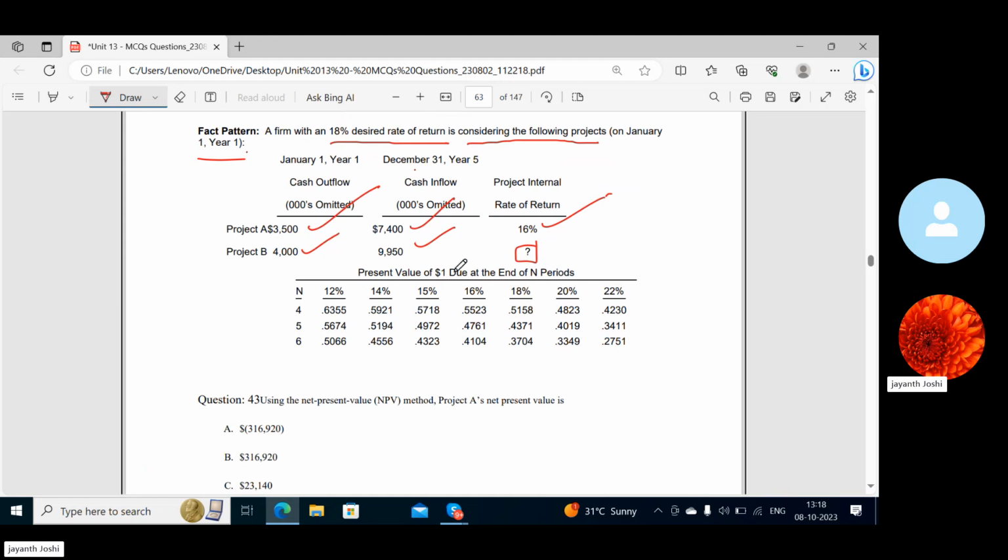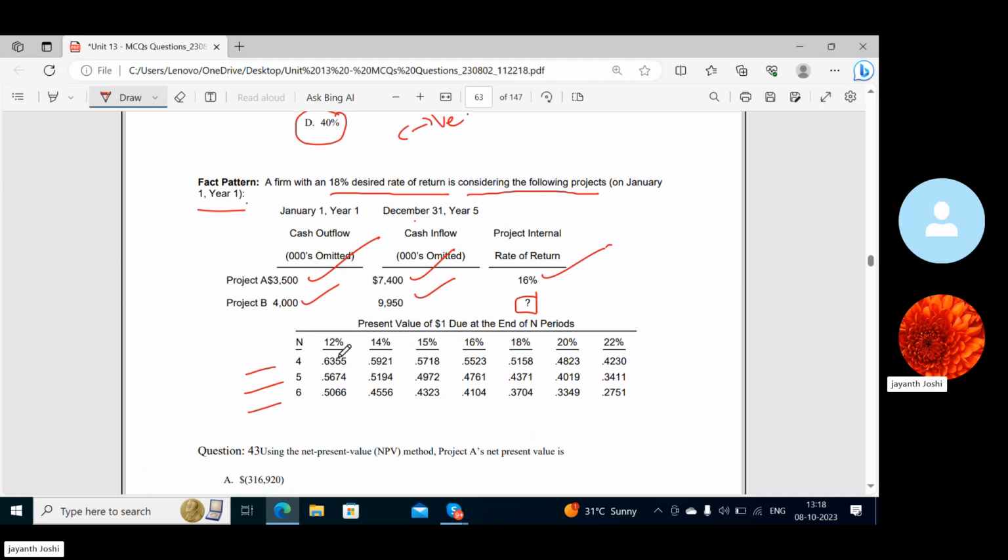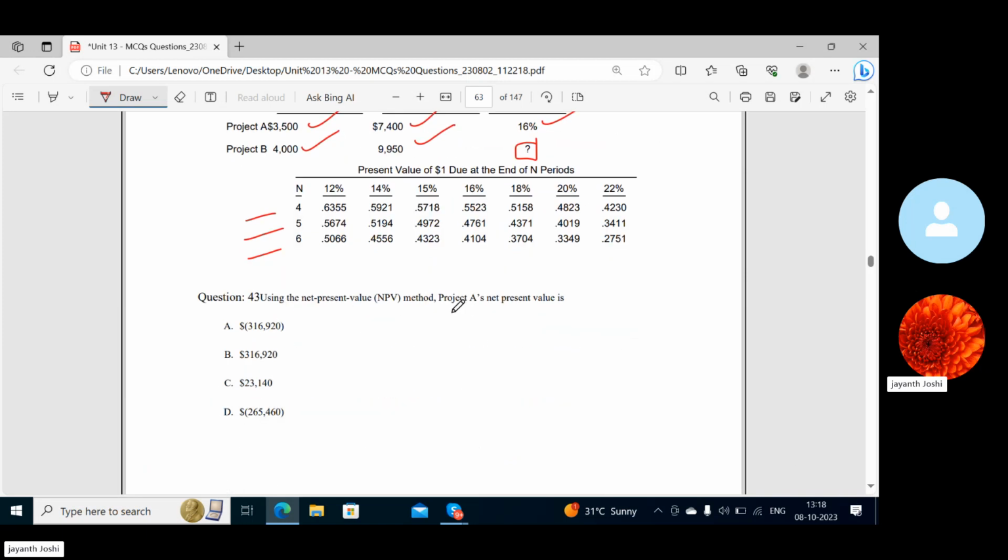So the present value of $1 due at the end of n periods, fourth year, fifth year, sixth year, meaning the fourth period, fifth period, sixth period, they have given all the present value factors. They're asking you to use the NPV method. Project A's NPV is what? So I think you can solve this, right?